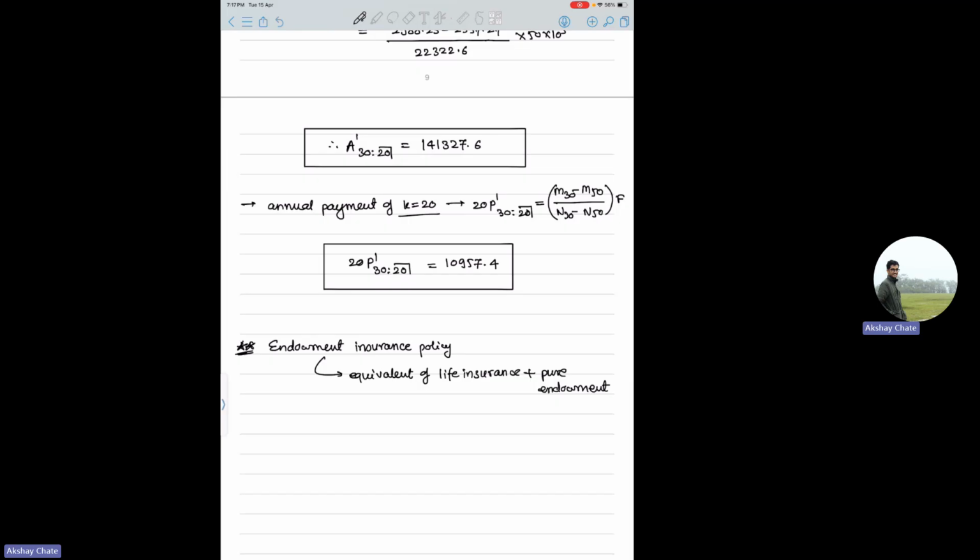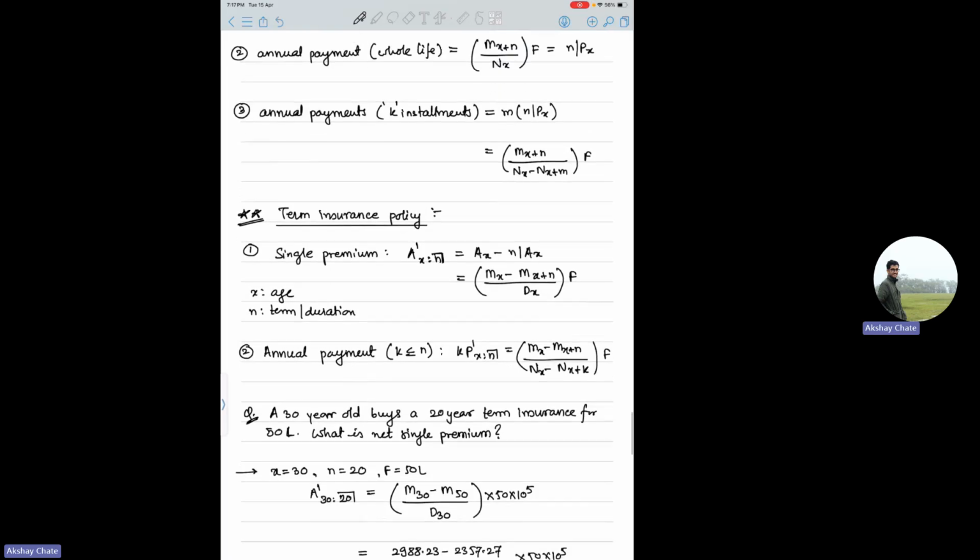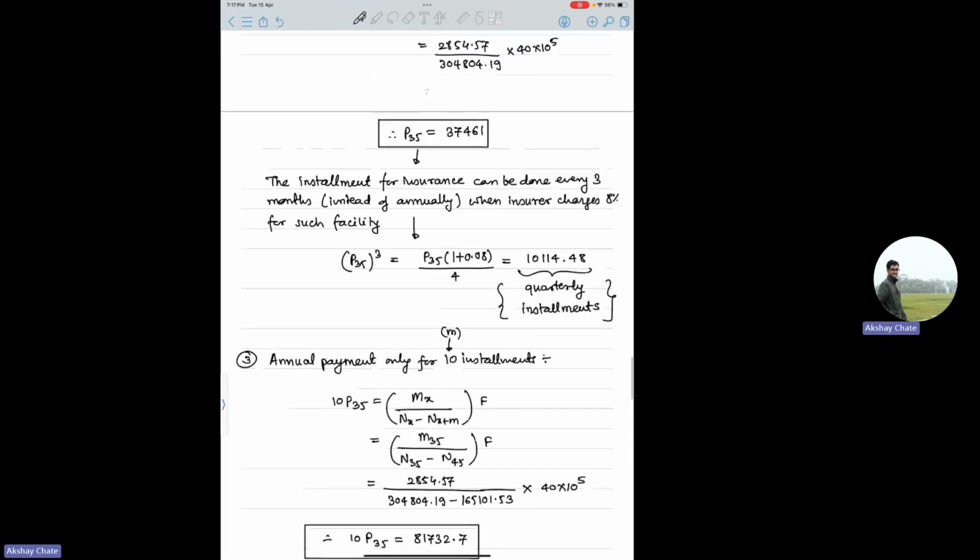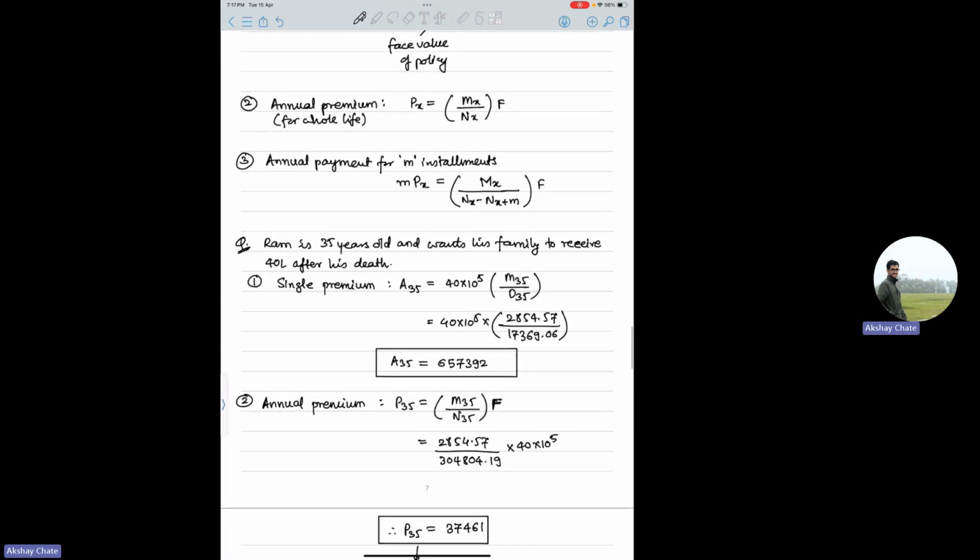So we have seen some formula, right? If you want to do single payment in your life insurance, the formula is this one, right? F into Mx divided by Dx. And this is your whole life insurance.